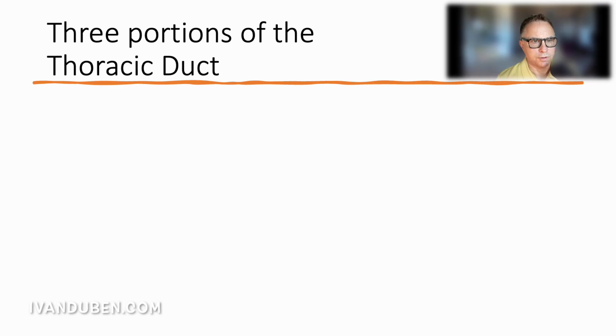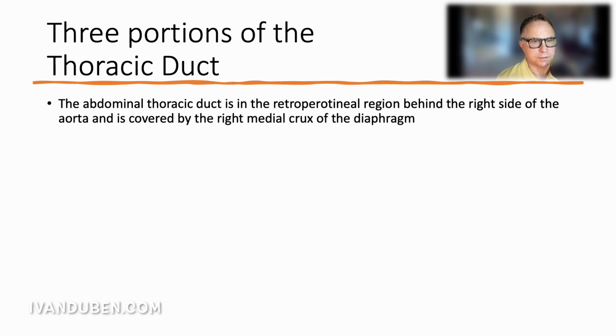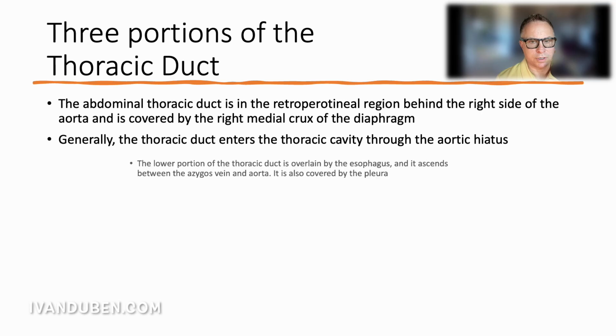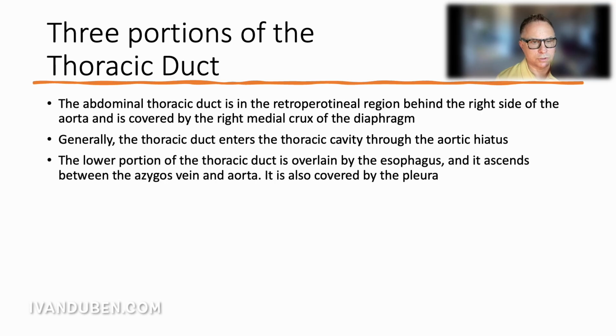The three portions of the thoracic duct. The abdominal thoracic duct is in the retroperitoneal region behind the right side of the aorta and is covered by the right medial crus of the diaphragm. Generally, the thoracic duct enters the thoracic cavity through the aortic hiatus. Lower portions of the thoracic duct are overlain by the esophagus, and it ascends between the azygos vein and the aorta. It is also covered by the pleura.